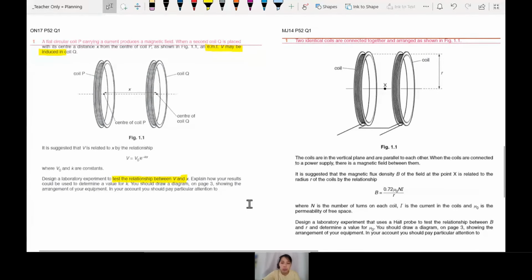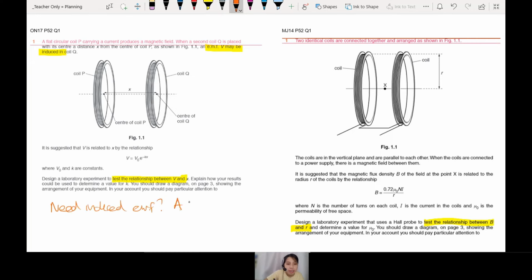How about on the right side? What are the two things you're studying? You look for that sentence. Test the relationship between B and R. Oh, that's completely different. You're just measuring B. So on the left side, you will need induced EMF.